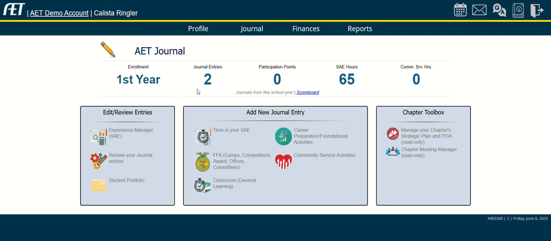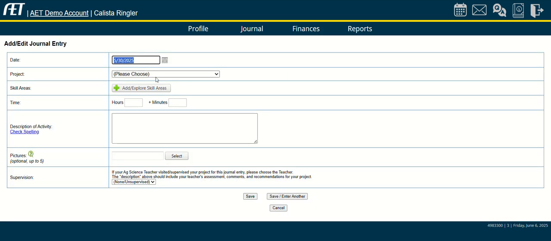Now we see that we have 2 journal entries. Those 2 journal entries equal 65 hours, and we know based on our financial entry that I still have 35 hours to go. So if I forgot to do a journal entry, what I can do is just go up to the top here and go to Journal. That's the page that I'm on. It's going to pop up this box that says Add New Journal Entry. I'm going to hit Time in your SAE, okay, because again, we're just logging time in our SAE.